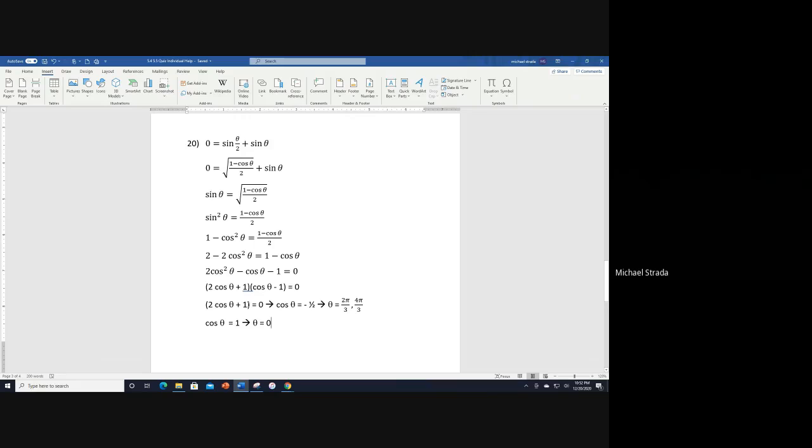2 cosine theta plus 1 gives you cosine theta equals negative 1/2. That happens at 2 pi over 3 and 4 pi over 3. Number 20, cosine theta equals 1. That's at 0. 4 pi over 3 is most likely an extraneous solution. When you plugged it back in, it wouldn't give you the same thing.